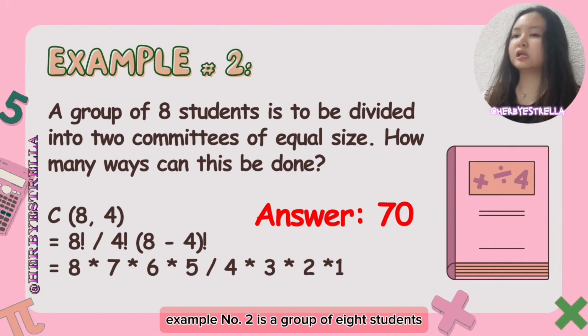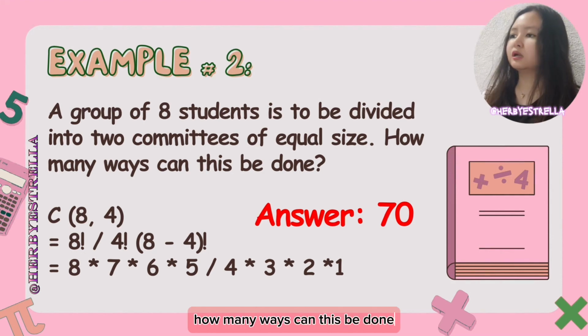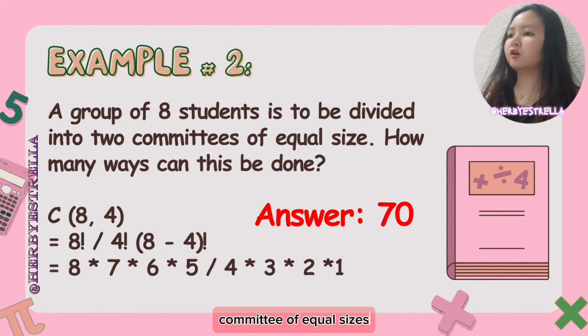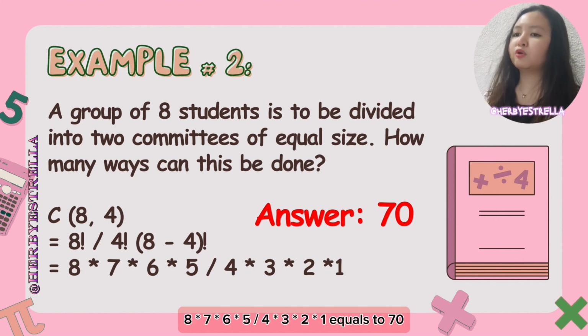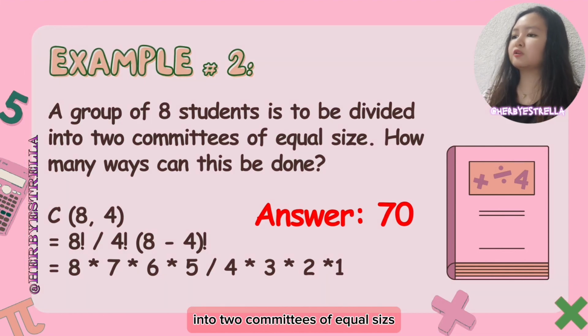Example number 2: A group of 8 students is to be divided into 2 committees of equal size. How many ways can this be done? This is the combination of 8 choose 4, or 8 students, and 8 divided by 2 equals 4 for committees of equal size. Use the combination formula and substitute it. 8! divided by 4!(8 minus 4)! equals 8 times 7 times 6 times 5 divided by 4 times 3 times 2 times 1, which equals 70. There are 70 ways to divide a group of 8 students into 2 committees of equal size.